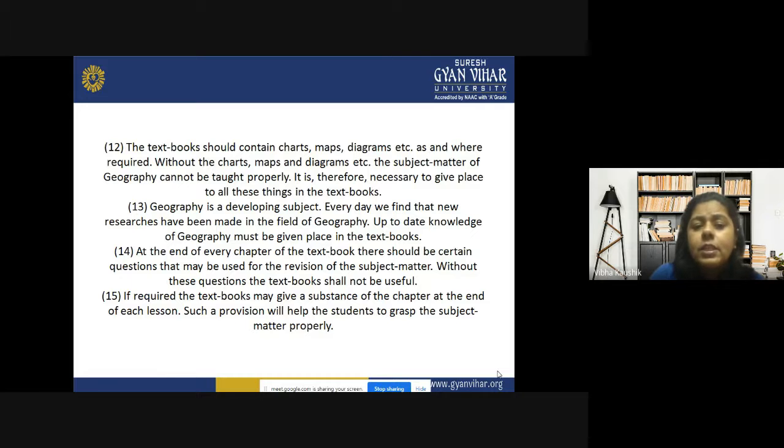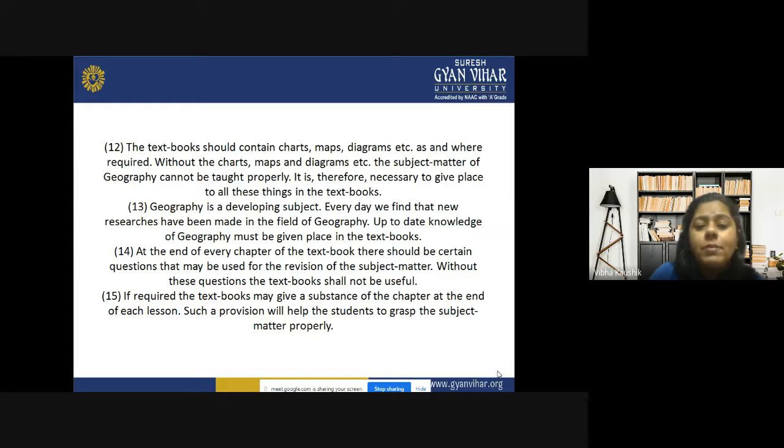It is therefore necessary to give place to all these things in the textbooks. Means a textbook should have chart, maps, and diagram. Then only the subject matter will be better understood by the students. And this is the case in geography. Geography can be taught properly only when the book of geography contains the chart, maps, and diagrams, etc.